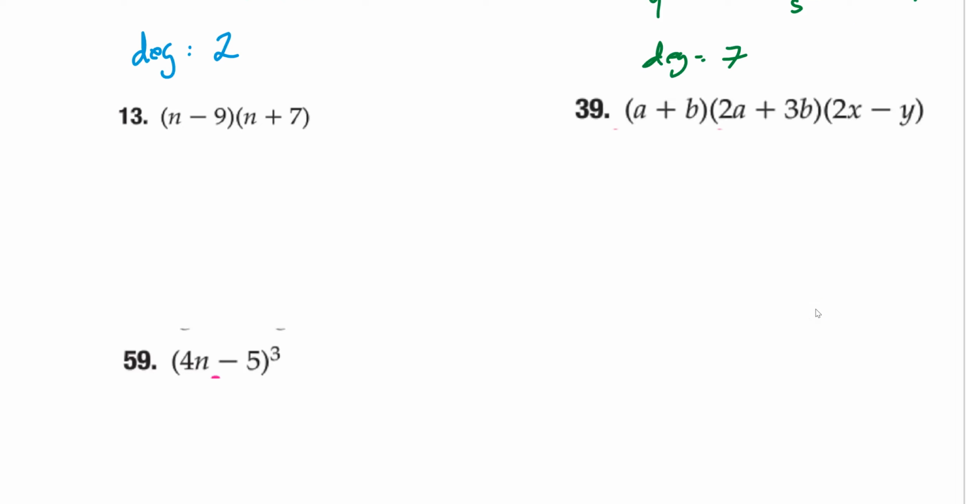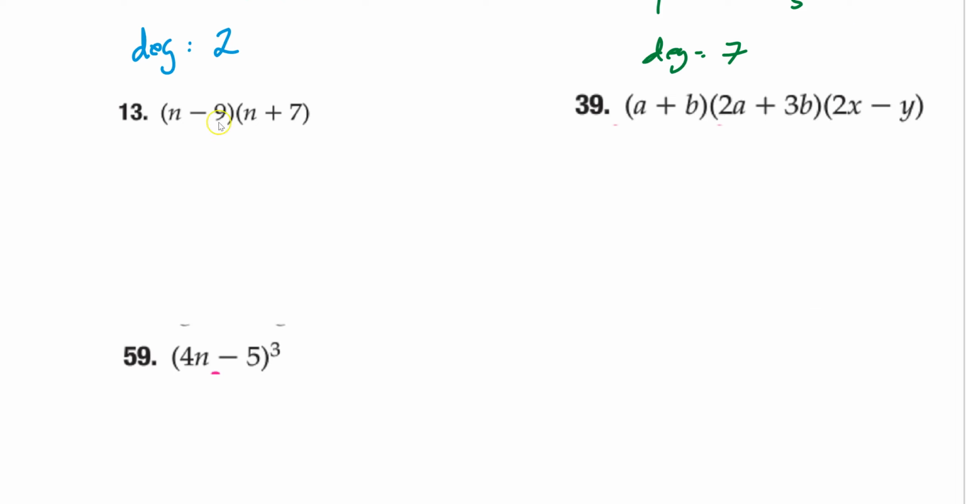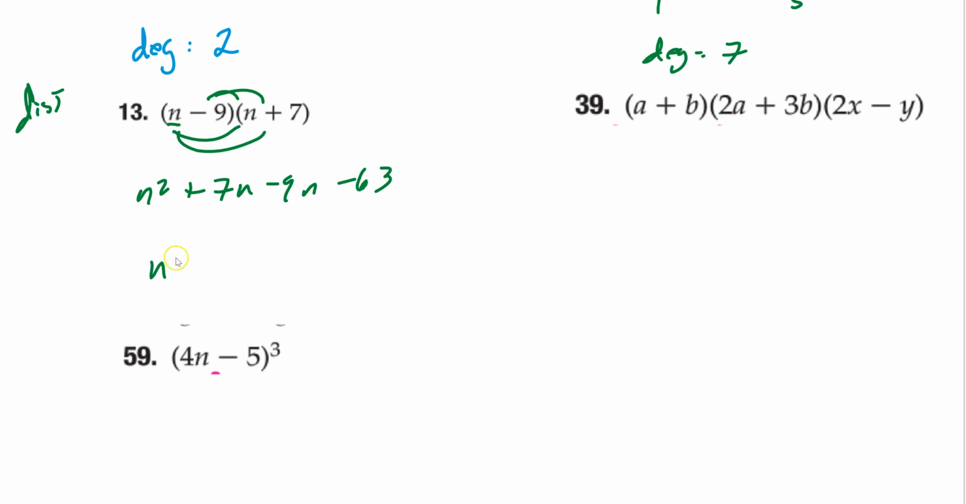Alright, little binomial expansion. We're going to distribute on these. We don't FOIL in this class. So you go n times n is n squared plus 7n. And then you move on to the next term. Negative 9n minus 63. And you get n squared minus 2n minus 63. So my degree here is 2.